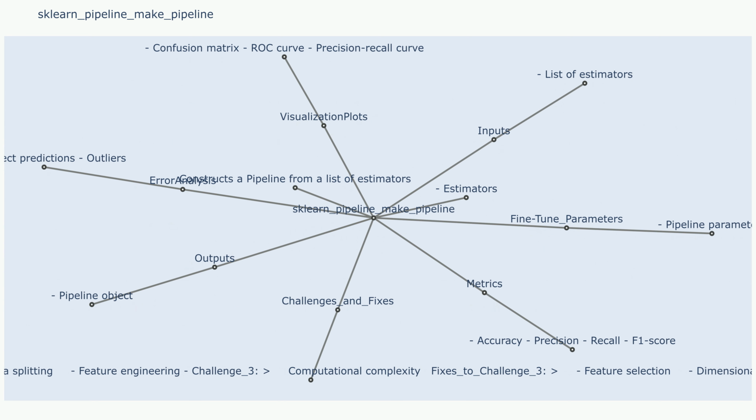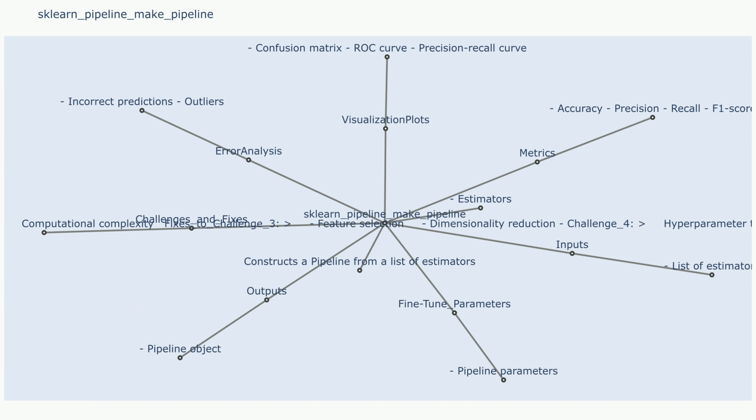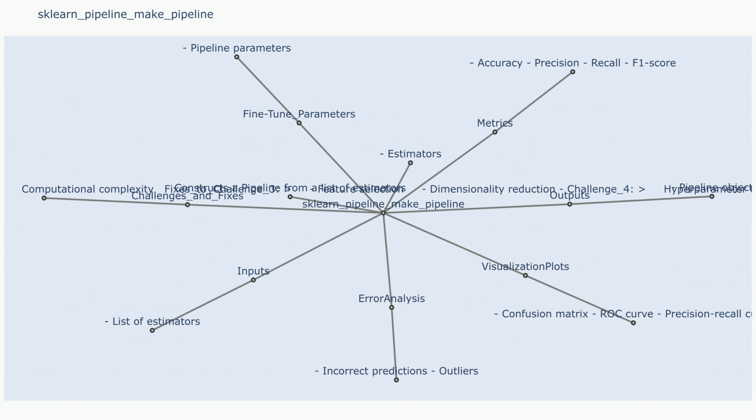Challenge 2. Missing or inconsistent data. If data is missing or inconsistent, pipelines can fail to execute correctly. Sample use case that resulted in challenge 2. Applying a pipeline with a standard scaler to data that has missing values. Fixes to challenge 2. Use data imputation techniques, e.g., mean imputation, to handle missing values before applying the pipeline.